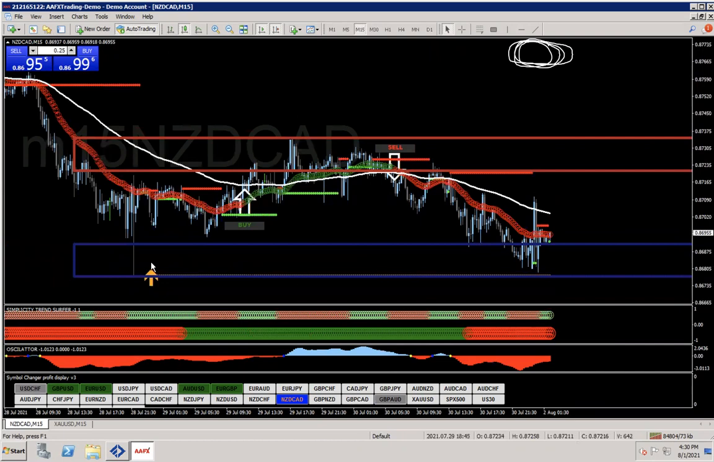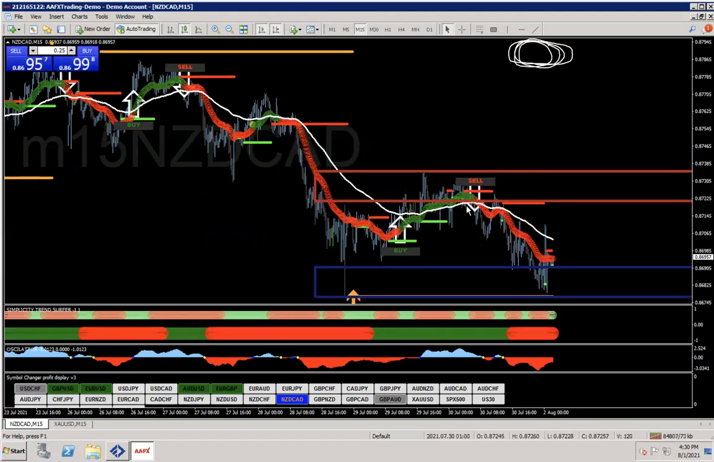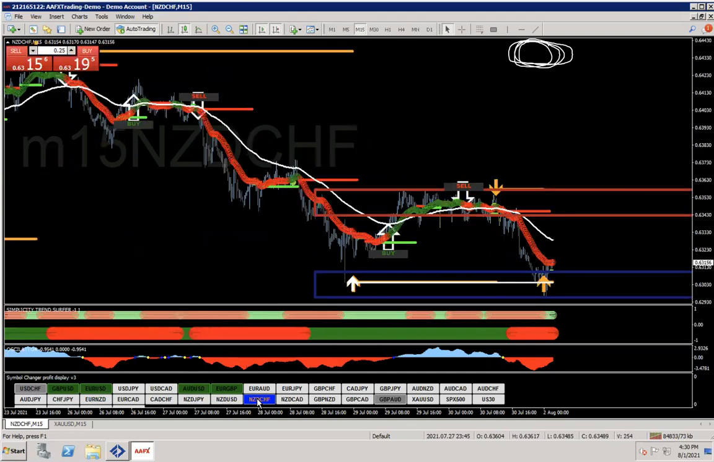NZD CAD, there's a lot of downward pressure on it. I don't know if I would mess with it, y'all. It's real kind of cat scratchy. There's not any flow to it. There are better opportunities, and your eyes will start to get trained with what to look for.